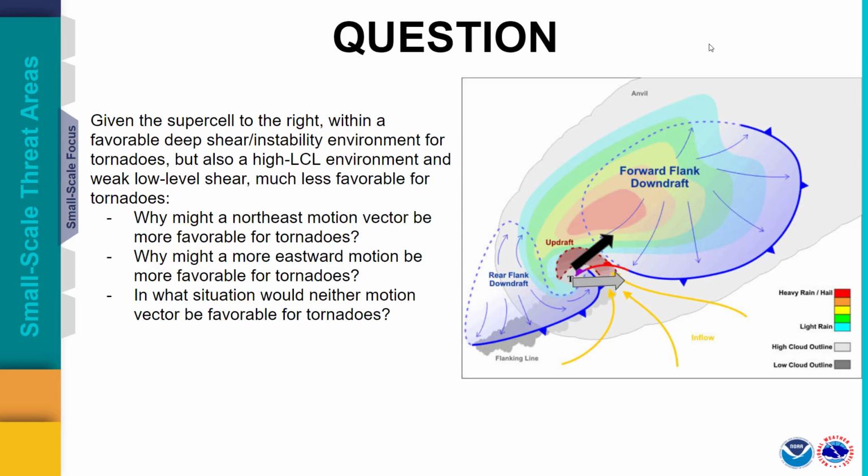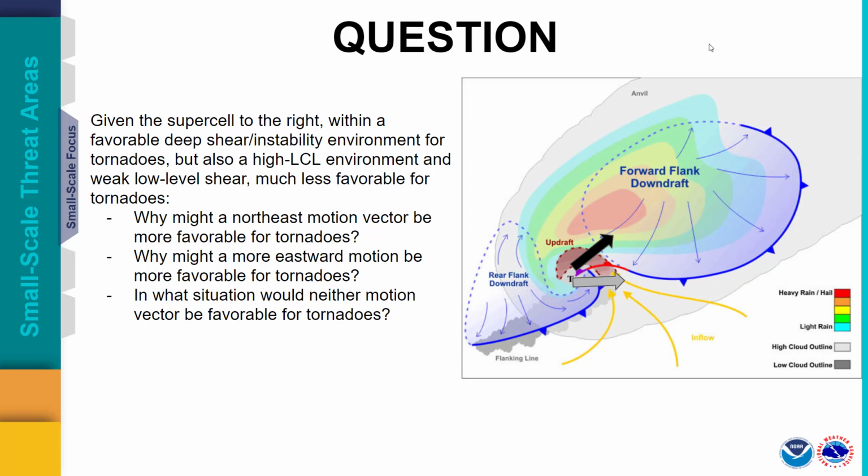Given the supercell image to the right, within a favorable deep shear instability environment for supercell and tornadoes, but also a high LCL environment and weak low-level shear, which would be much less favorable for tornadoes, why might a northeast motion vector shown in black be more favorable for tornadoes? And why might a more eastward motion be more favorable for tornadoes? And finally, in what situation would neither motion vector be favorable for tornadoes? Let's tackle the first one.